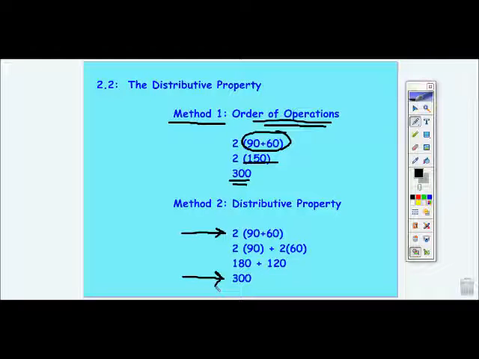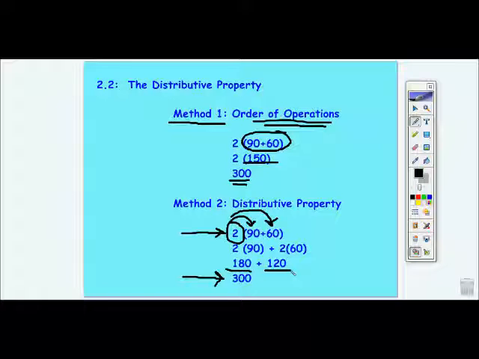So, to distribute means I have a distributor, which is going to be 2, and I'm going to distribute it or multiply it by each part of the quantity in the parentheses. So you can see my first is 2 times 90 and my second is 2 times 60. I go ahead and I give the answers to each of those. 180, 2 times 90, and 2 times 60 was 120.